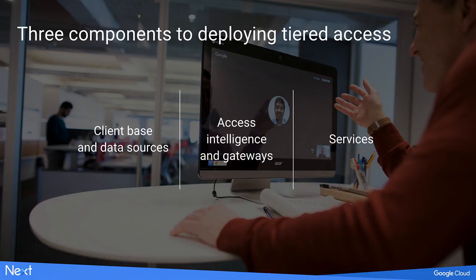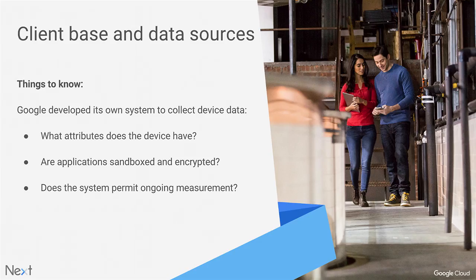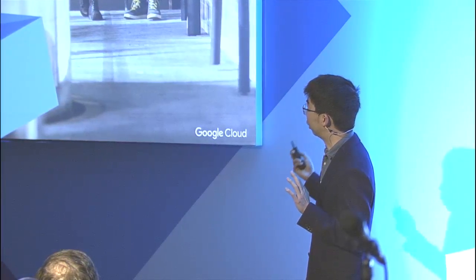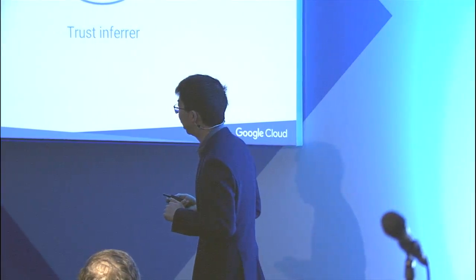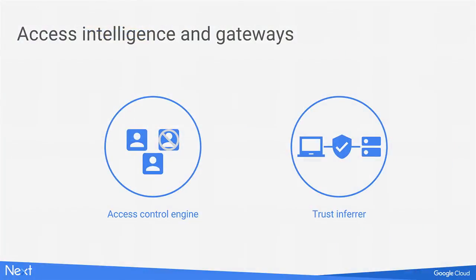So while we don't have the VPN, we do have something, and BeyondCorp once again talked about exactly what we do here. We do centralize all the access to our services. So I'm going to just skip over this for now and talk about the centralization. In the centralization, we have access control engines and trust inferers that sit between the endpoints and access to all of our applications.